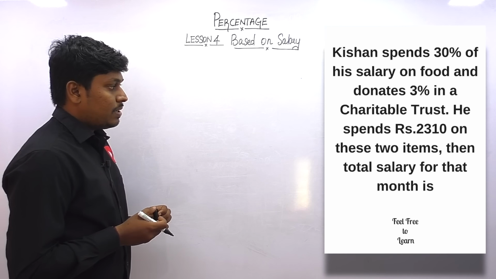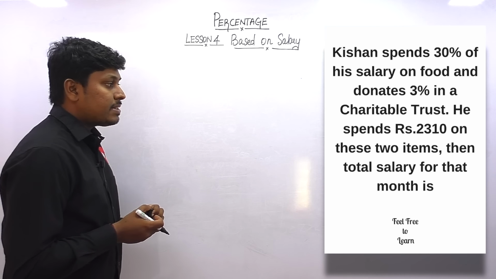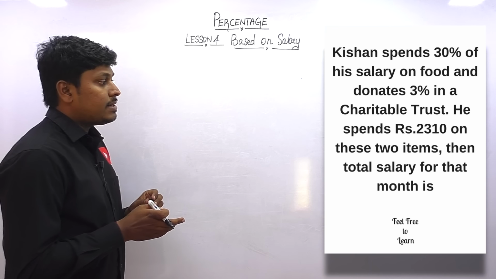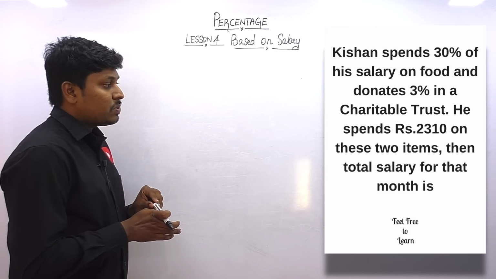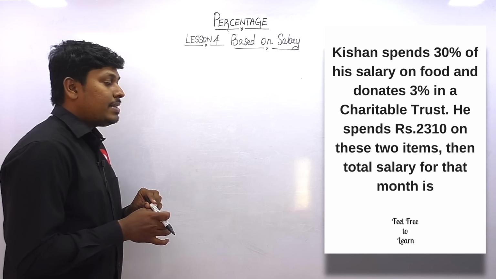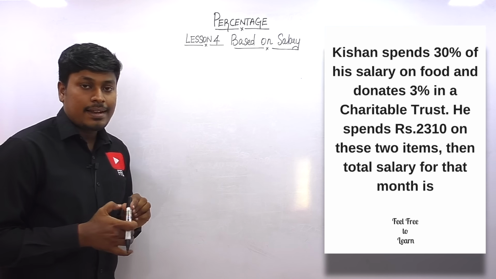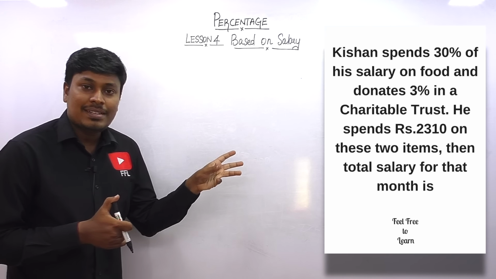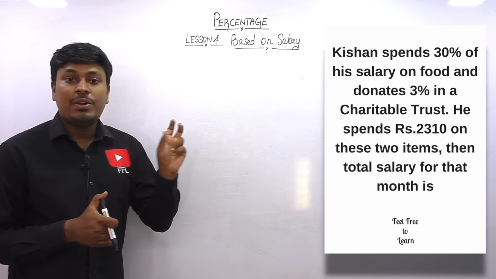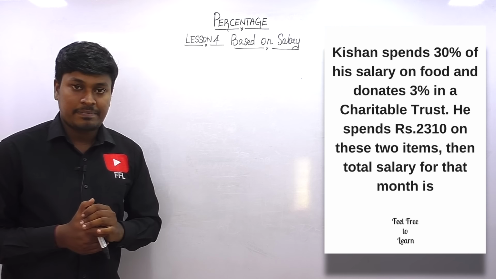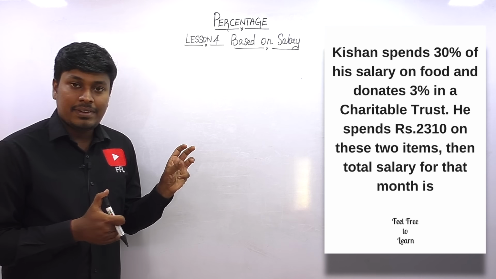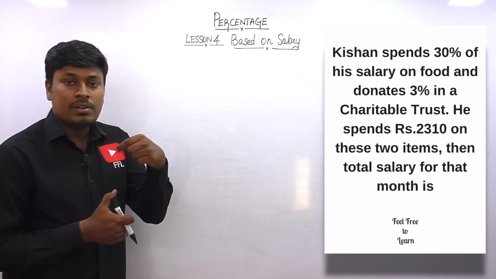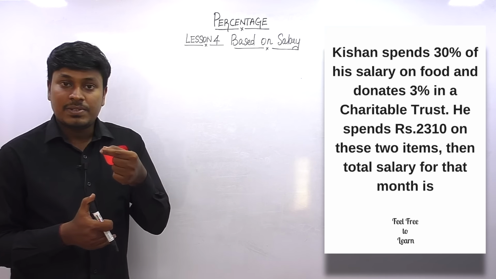Question number 2. Kishan spends 30% of his salary on food and donates 3% in trust. He spends rupees 2310 on these two items. Then the total salary of the month is. Listen carefully. After reading the question, what is our target? Again, our target is to find Kishan's monthly salary. And what is all the data they have given? Kishan, from his salary, is spending 30% on food and another 3% on trust.